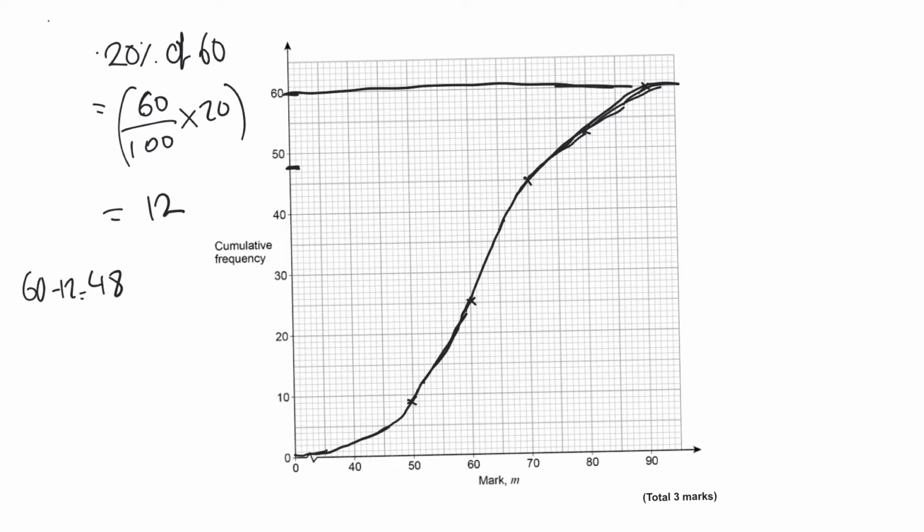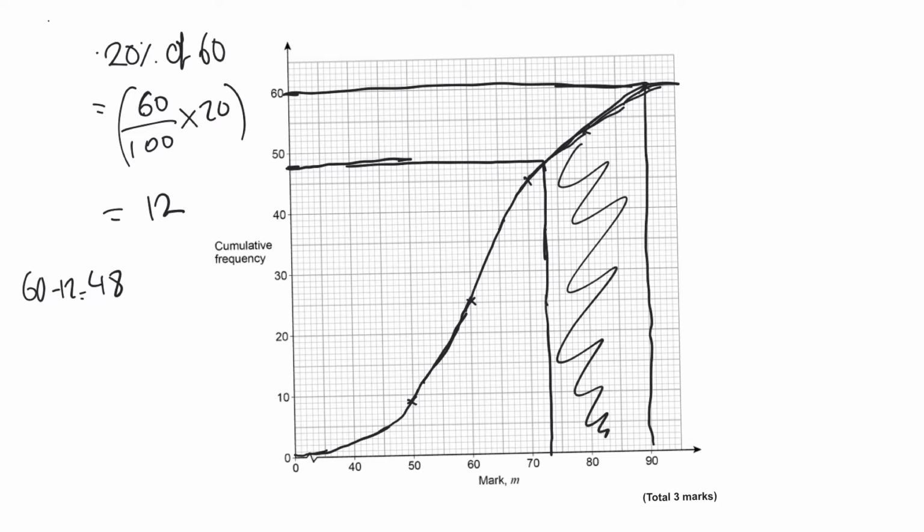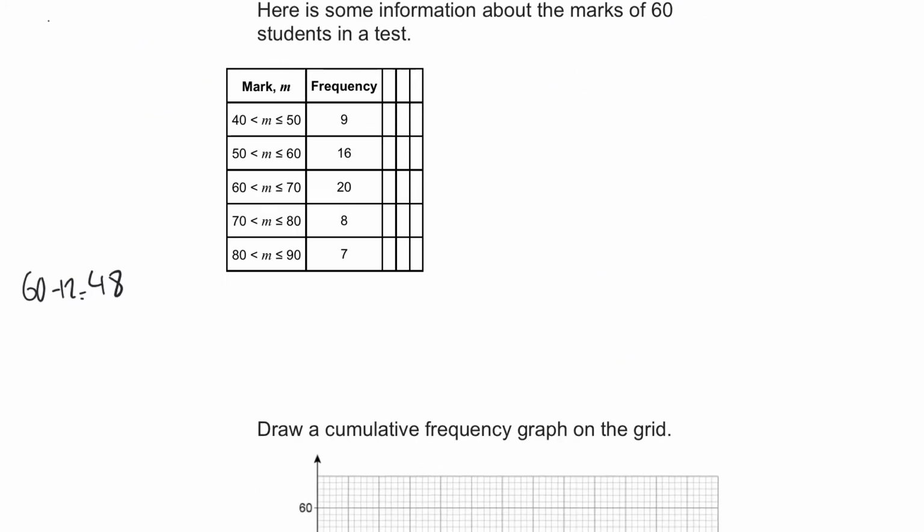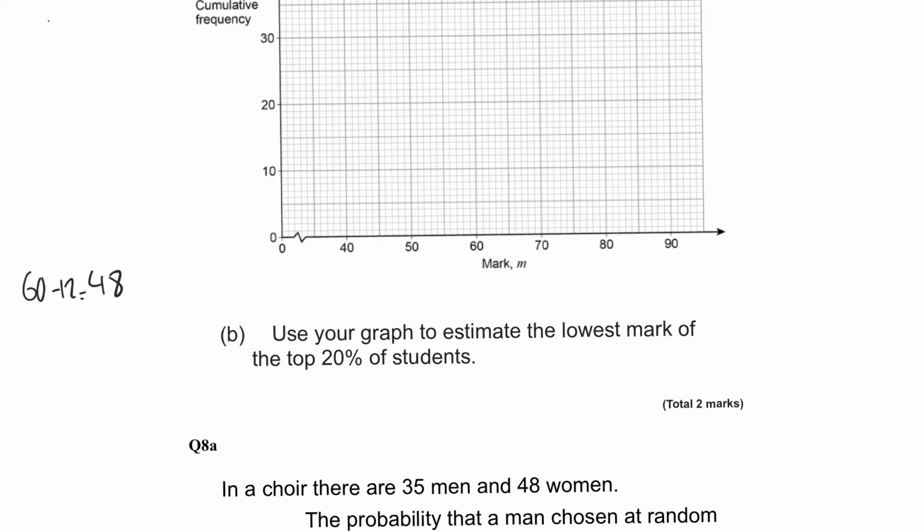So you're looking at from the highest mark to that mark there. So 48, if you go down, and then the highest mark was 90. So the top 20% of students range between these marks. Their marks would range between 73 to 90. Because the question is saying you want to estimate the lowest mark of the top 20%, the lowest mark would be the 73 of that range, because that's the lowest mark within the top 20% of students.